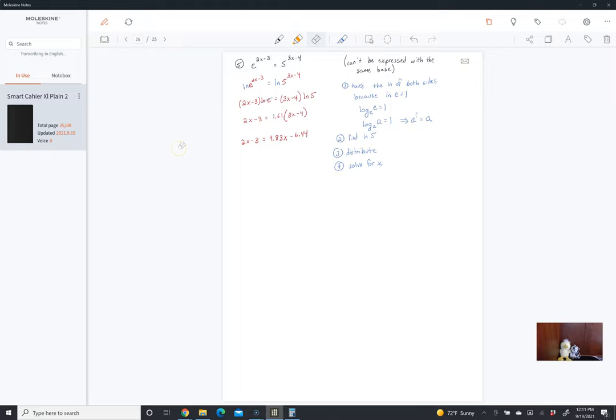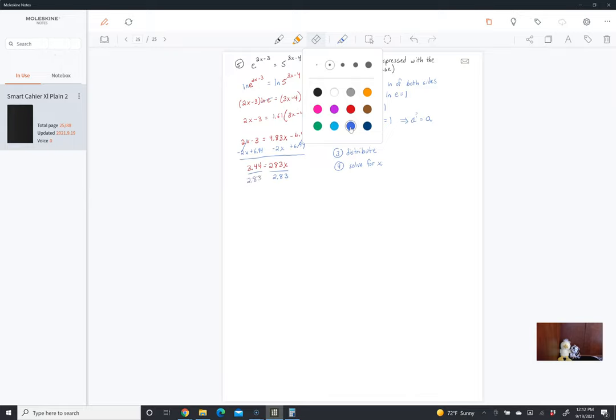Isolate. So we can subtract 2x from both sides and add 6.44 to both sides. The 2x will cancel, and you will get 3.44 is equal to 2.83x. Divide both sides by 2.83. And you get that x is equal to 1.22.